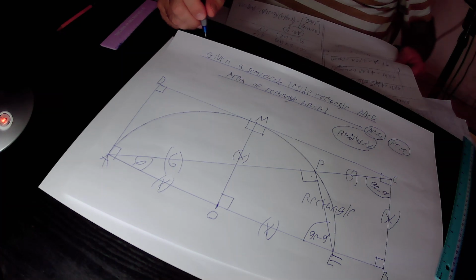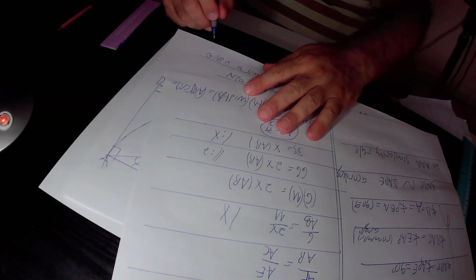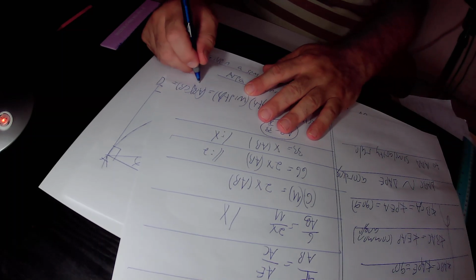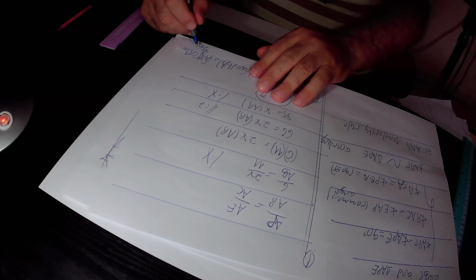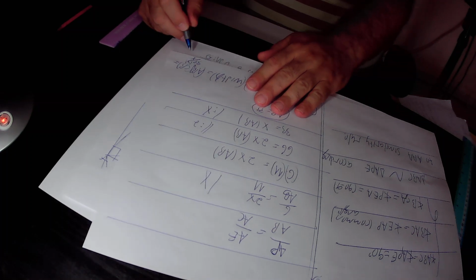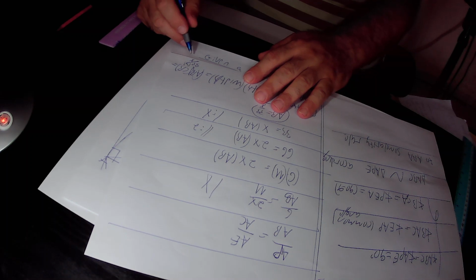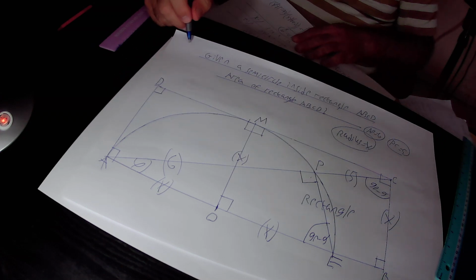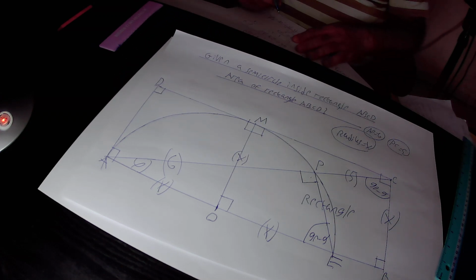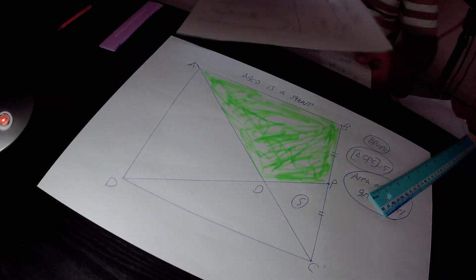AB is 33 over X, and CB is X. So here we have X in the numerator and X in the denominator, so X will get cancelled and we are left only with 33. So we find that the area of this rectangle ABCD is equal to 33 square units. So we finished with the first question.